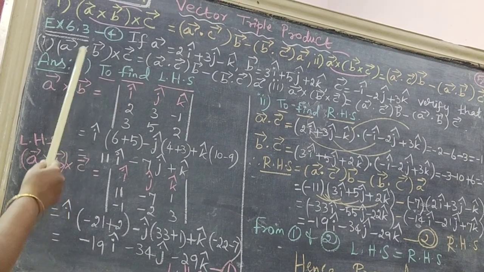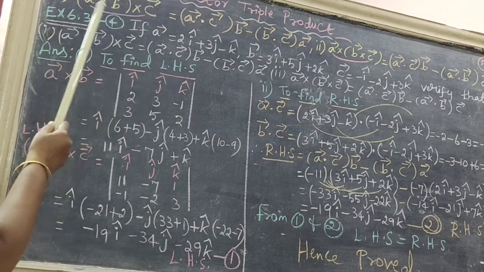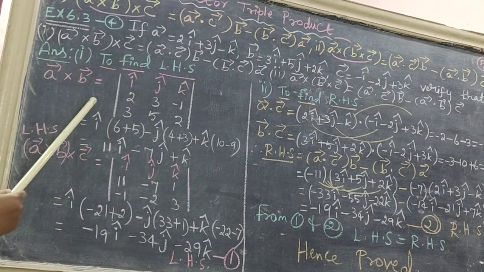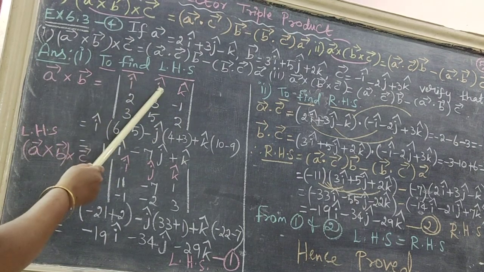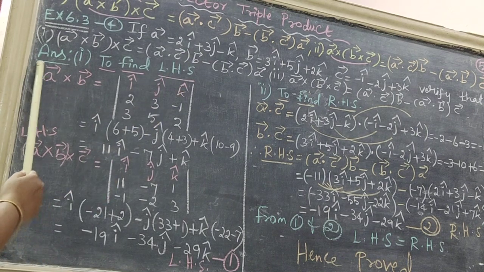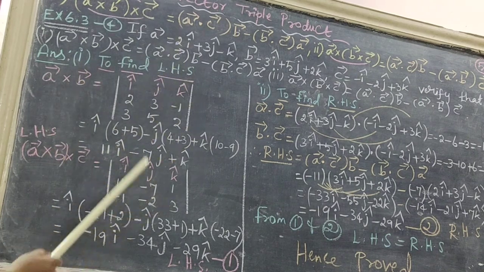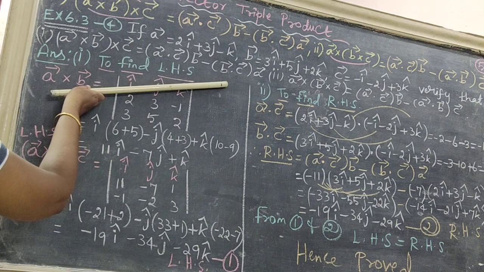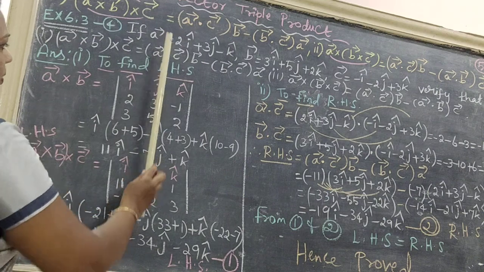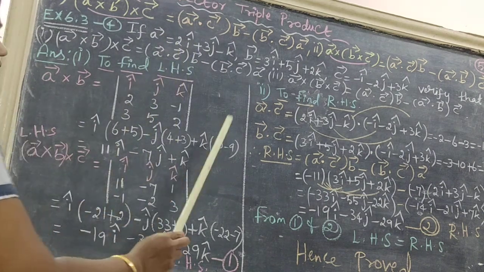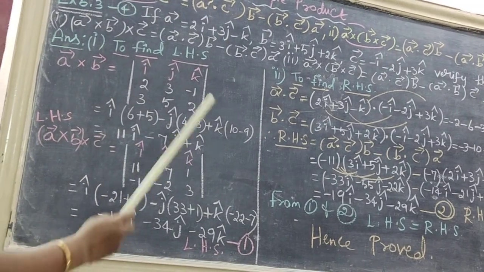First we want to solve this first one. To find left hand side, that is this. First one is A vector cross B vector. Already we know the determinant: write i cap, j cap, k cap, then write down the coefficients of i, j, k, first in A, second in B. Then we use the T method. Already we know that in matrix determinant, i cap into this minus j cap into this plus k cap into this, T method. Then solve, we get 11 i cap minus 7 j cap plus k cap.